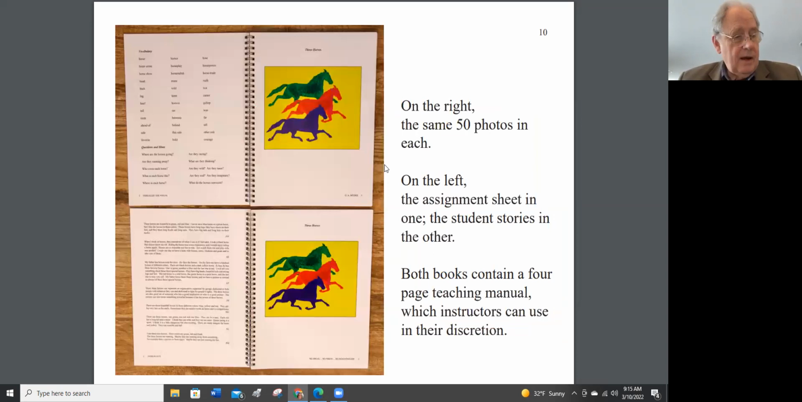So let's go to the next slide. There we are, the 3 horses again. On the right page of each book, the photograph. On the left of Verbalize the Visual, the assignment sheet with vocabulary and questions and hints. And in the We Speak English book, the stories written by the students.